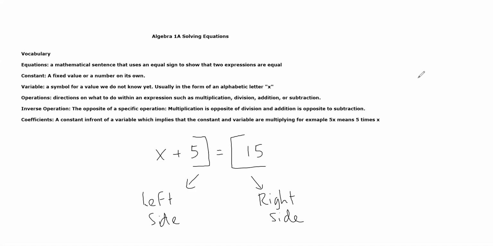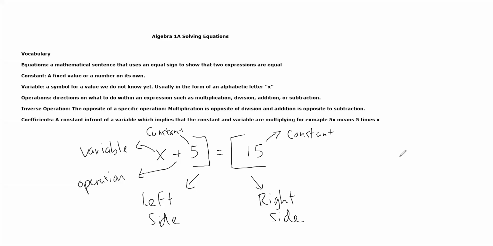It has a variable: my x is my variable. My plus is my operation. And the 5 is the constant. Then the 15 right here is another constant. And if you notice, there's nothing else there, and that's fine, because the right side of the equation just has one value.